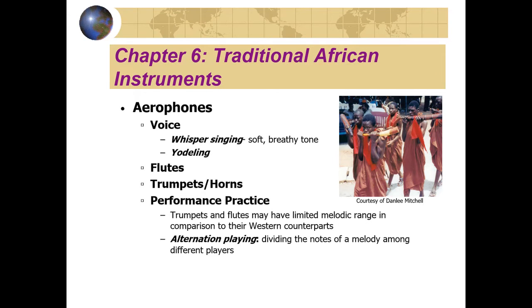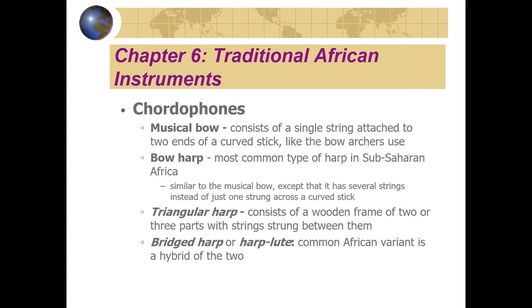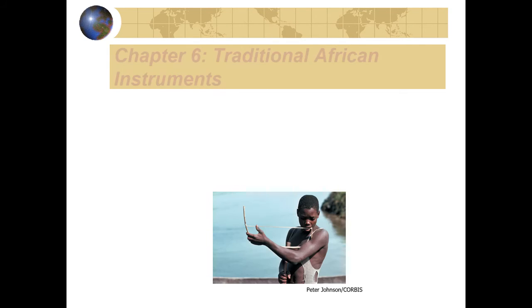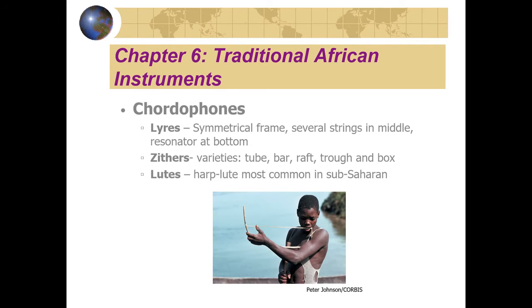Aerophones, which would include the voice, are anything that have to do with air making the sound. Trumpets, flutes, anything like that. And chordophones are any instruments that use strings, musical bows, bow harps, triangular harps, bridged harps, and harp lutes. And there are some links to those things in the folder on Blackboard as well.